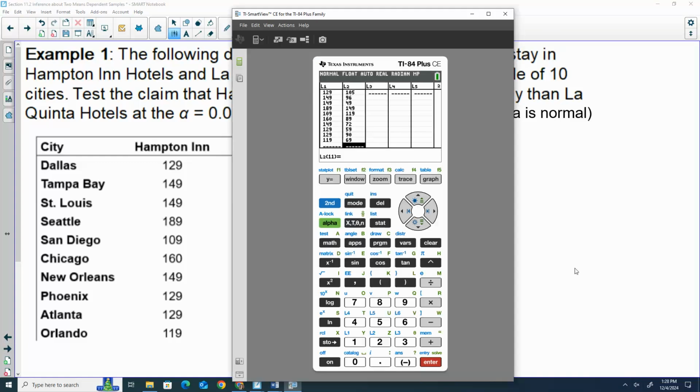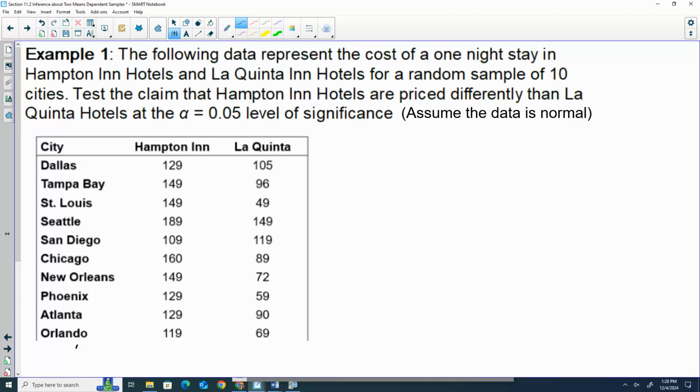All right, so did everyone get it entered in your two lists? All right, let's take a second and write down a few things. First of all, criteria. Do I need to really verify anything? Yeah, I already told you it was normal, so we're good there. We need a null and an alternative hypothesis.